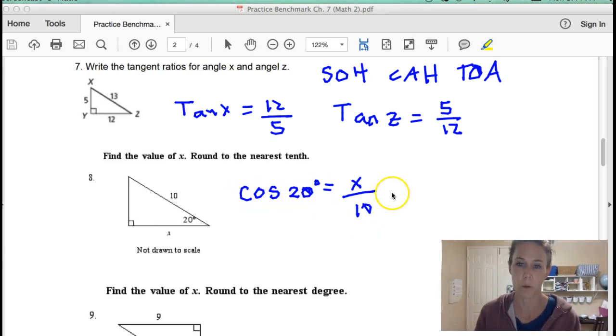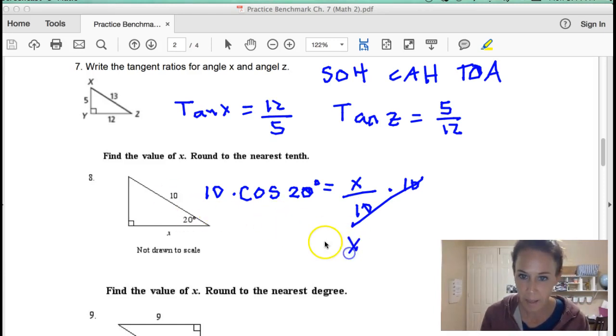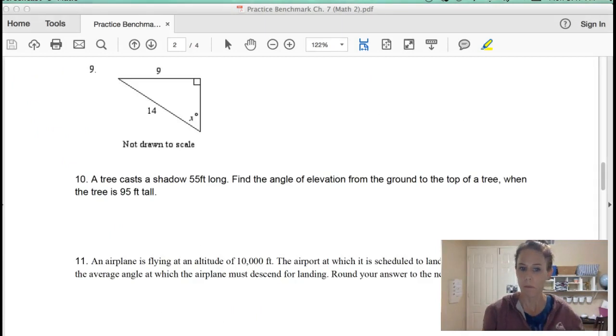I'm going to go ahead and plug in cosine of 20 on a calculator, but let's first multiply both sides by 10 to isolate the x. And then I'm going to have 10 times the cosine of 20, and that will equal x. I can do that on a calculator. I'm going to plug in cosine of 20, making sure I'm in degrees, not radians. Multiply that by 10, and I'm going to get x is approximately 9.4. Since it asked me to round to the nearest tenth, it was 9.39, and I'm going to use 9.4.